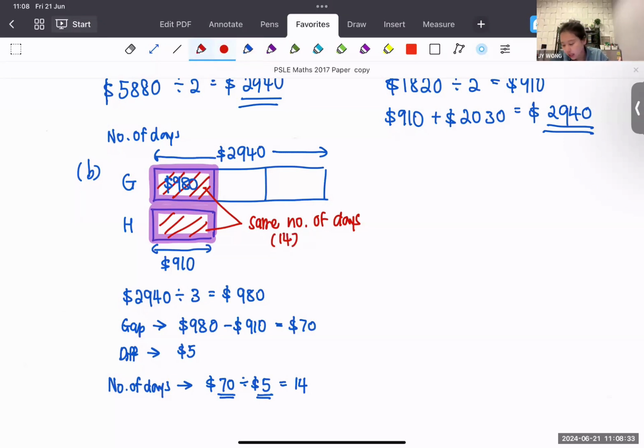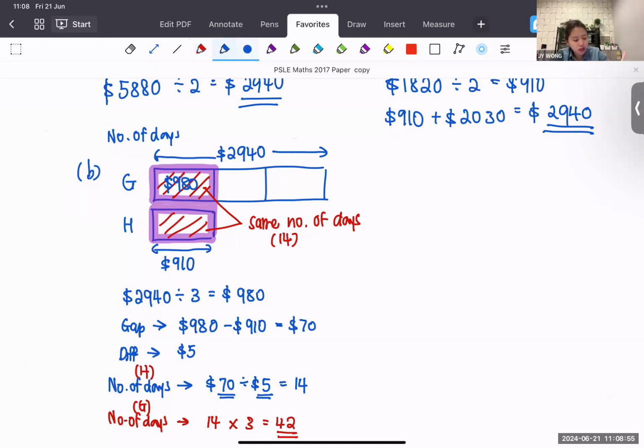But remember, 14 days is for Henry, right? Gopal is 3 times. They ask you to find the number of days. So this one is Henry. We are trying to find how many days did Gopal work. I need to take 14 times 3, 42.